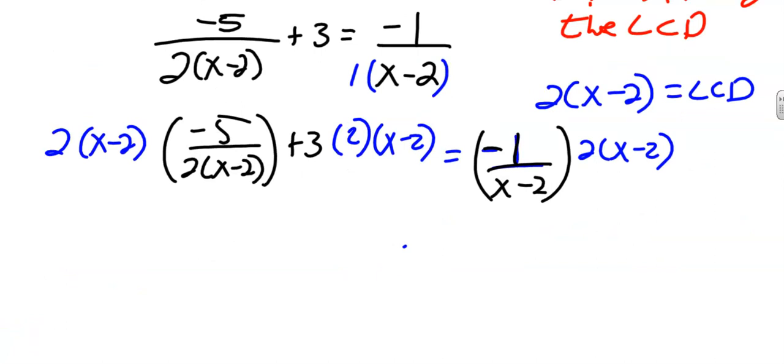Okay, and again, all that's going to happen is all your denominators are going to go away. This x minus 2 is going to cancel this x minus 2. That 2 will cancel that 2. So this whole thing is gone, leaving with just the negative 5. Second term didn't have anything to do here, so that one is just 3 times 2 for 6. And you've got x minus 2.